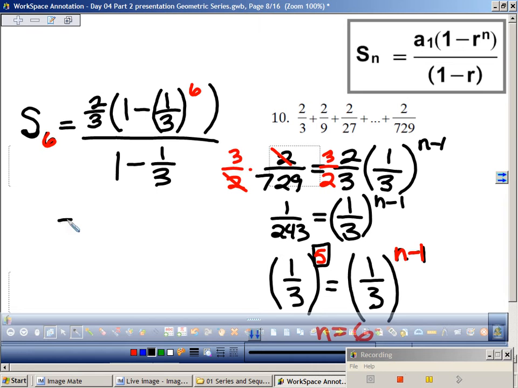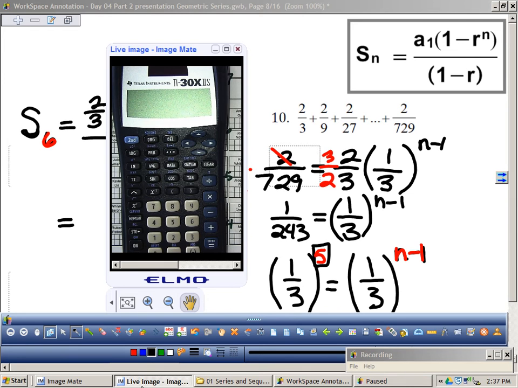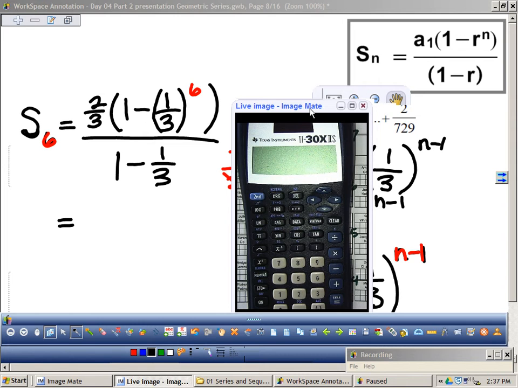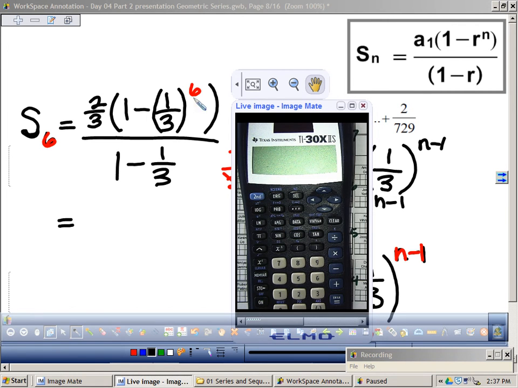Okay, so now we're going to evaluate, and I'm going to model it for you with a calculator. The first thing I'm going to do is take care of everything on the inside of the parentheses, right? So I want to find 1/3 to the 6th power. Now, I hope you guys have realized that I don't need to put 1/3 to the 6th. I can just put 3 to the 6th. Correct? 3 to the 6th power is 729.